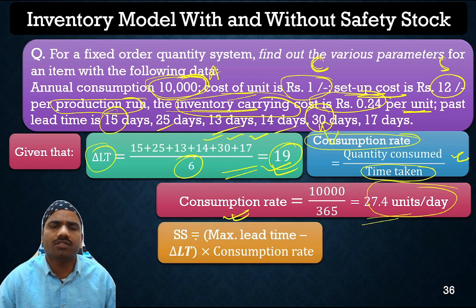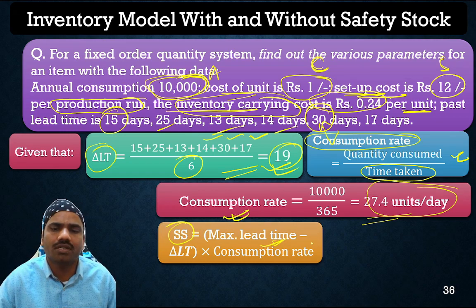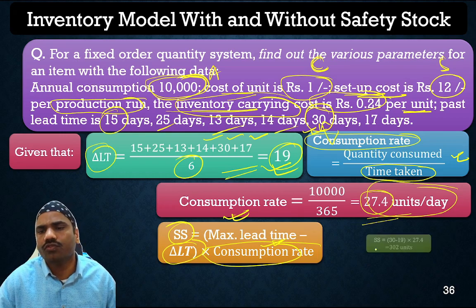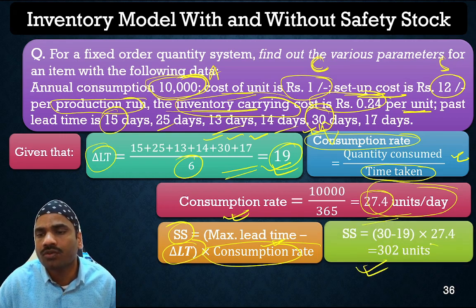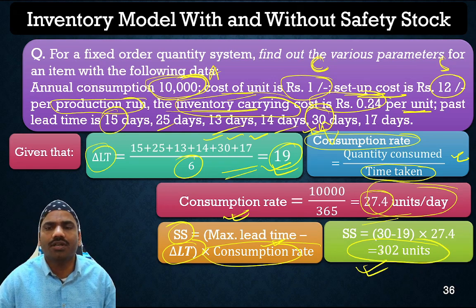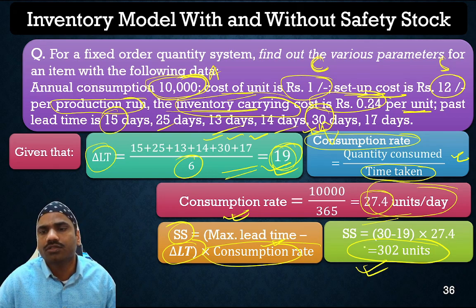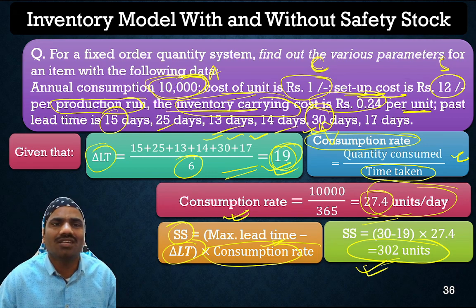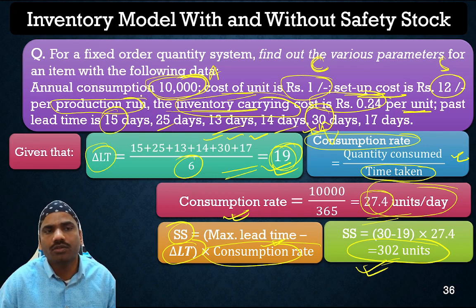From this we can find the safety stock. Safety stock is (maximum lead time minus average lead time) times consumption rate. The consumption rate is 27.4, the maximum lead time is 30 days, and the average lead time is 19 days. So we have to maintain a safety stock of 302 units. The average lead time is 19 days, and the annual demand is 10,000 per year.